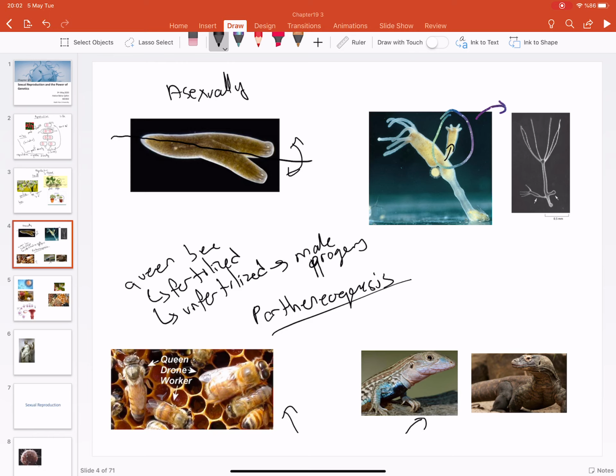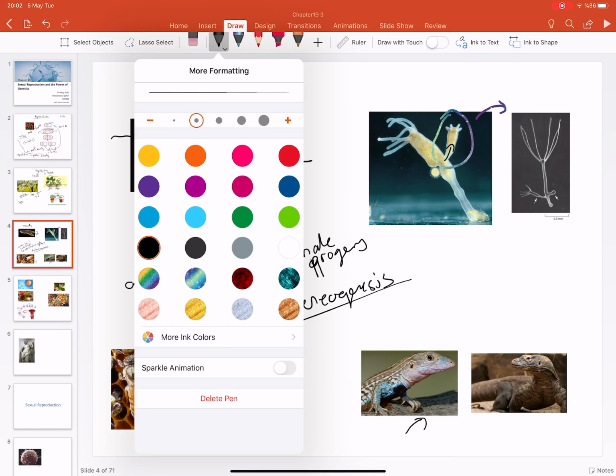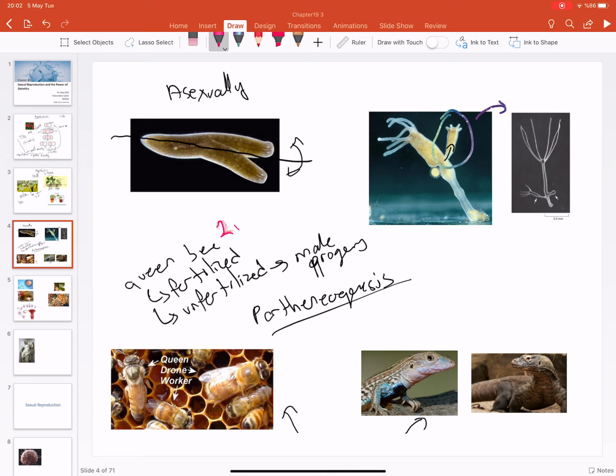Of course, this queen bee is diploid. And when it goes under meiosis, the egg is haploid. And when the unfertilized egg grows, the male progeny also becomes haploid. So all the male bees that you see are actually haploid, and they come to life by parthenogenesis. Or if the eggs are fertilized, they become diploid again, so they become females. And one of them will become the queen.